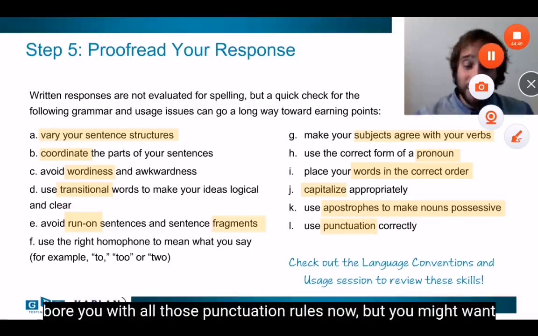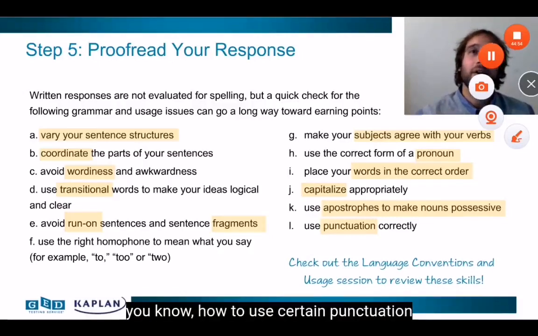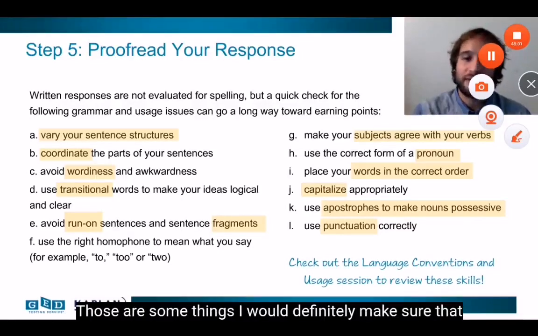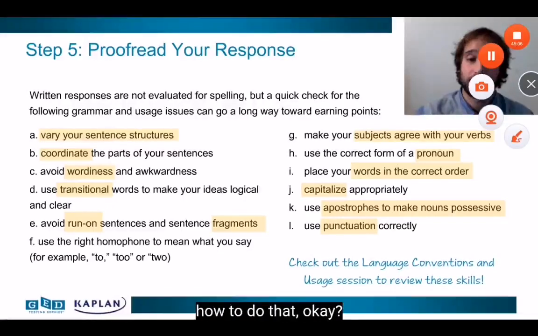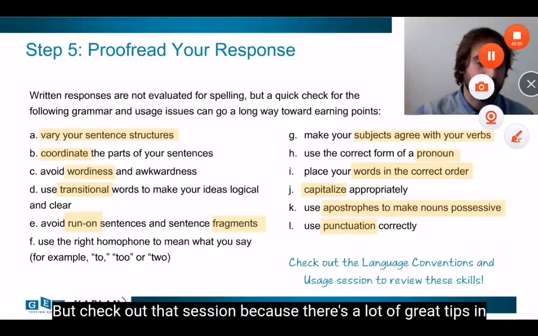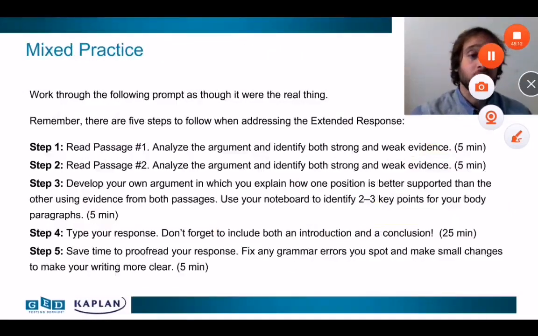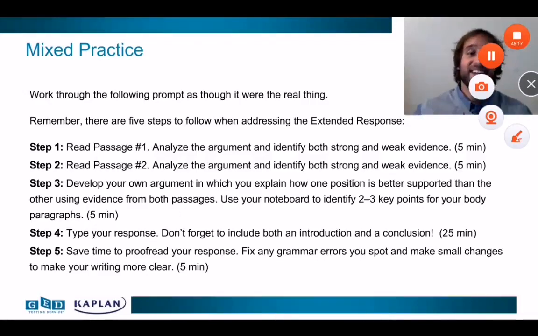I'm not going to bore you with all those punctuation rules now, but you might want to check on how to combine two independent clauses appropriately. How to use certain punctuation around quotation marks since you're going to be citing sources. Those are some things I would definitely make sure that you look up if you're not quite sure how to do that. Okay, but check out that session because there are a lot of great tips in that session too about all this good stuff here.